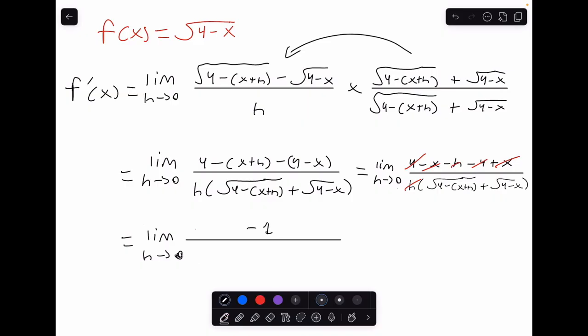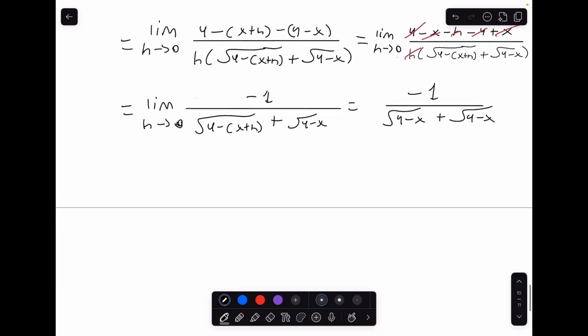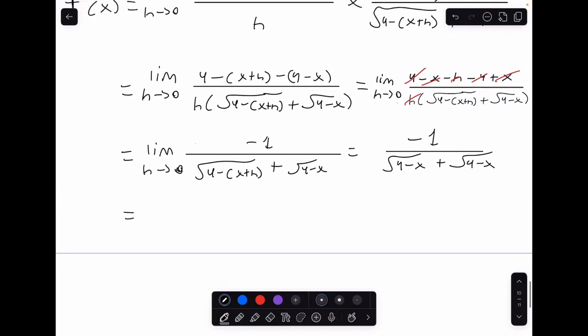And the denominator is just the square root of 4 minus x plus h plus the square root of 4 minus x. Let's compute the limit. So we're going to replace all the h's with 0. If that h becomes 0, it's just the square root of 4 minus x now, plus the square root of 4 minus x. And that's the final answer, but you can further simplify by representing the denominator as 2 times the square root of 4 minus x instead of having them separated.